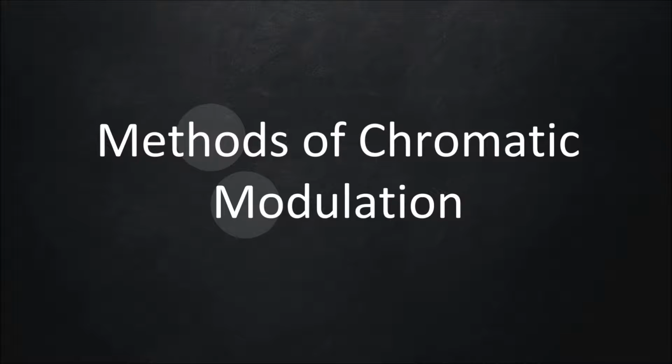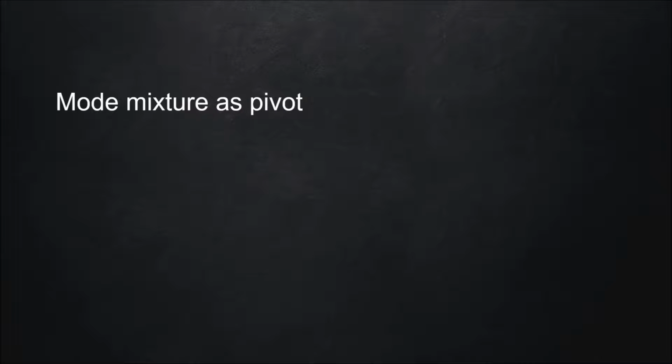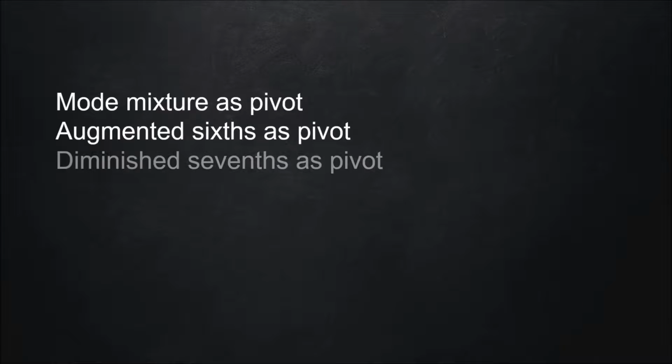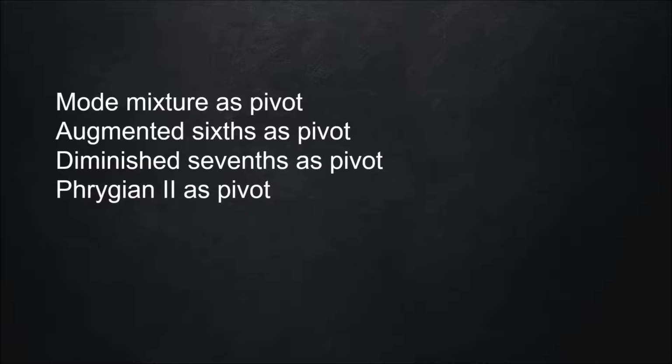Chromatic modulations move from a given key to any of its distantly related keys, which are defined as those keys derived from consonant triads that occur on each tone outside of the given key. To achieve a chromatic modulation, there mustn't be a common diatonic pivot chord. In this video, the following methods of chromatic modulation will be examined: mode mixture, augmented sixths, diminished sevenths, and the Phrygian second. Let's begin with this example.